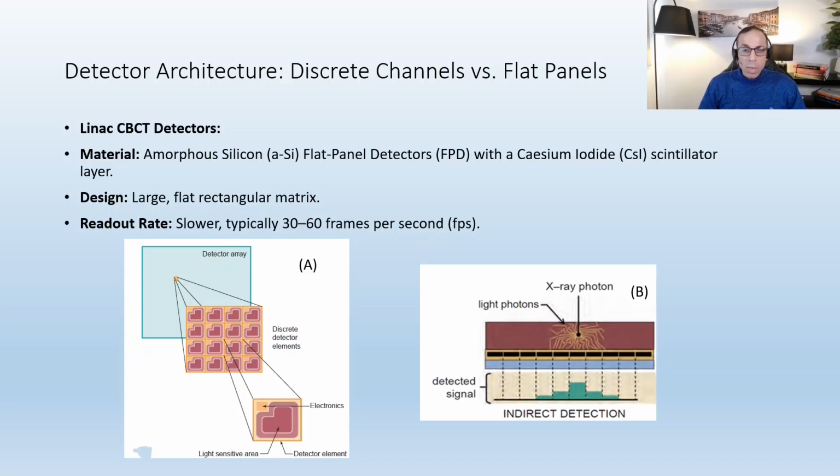Let's look at figure B here. It shows indirect systems where X-ray photons are not directly transformed to an electrical signal, and they do it through light photons. Light photons in the indirect system propagate laterally, as you can see here, compromising resolution. The detected signal shown for the indirect detector shows this lateral spread in the signal from one X-ray photon interaction.